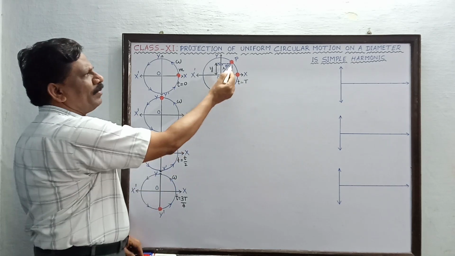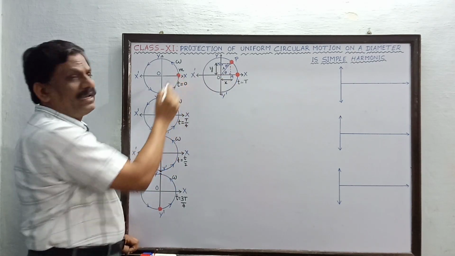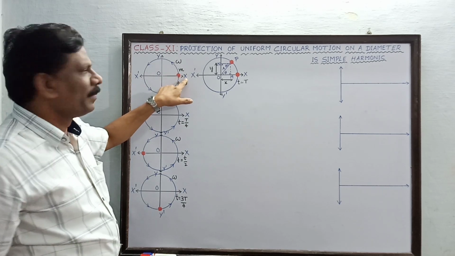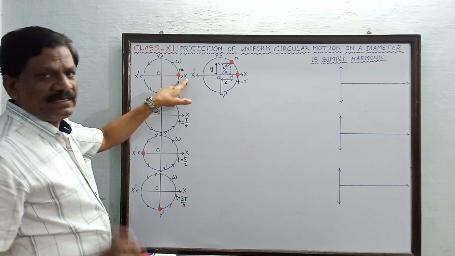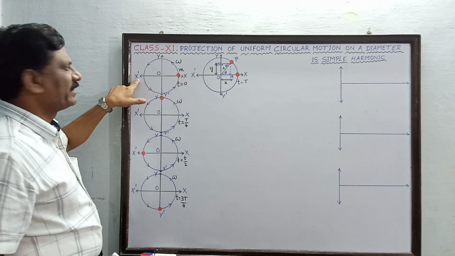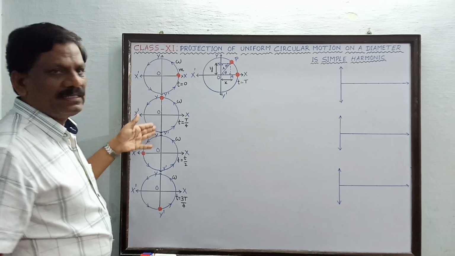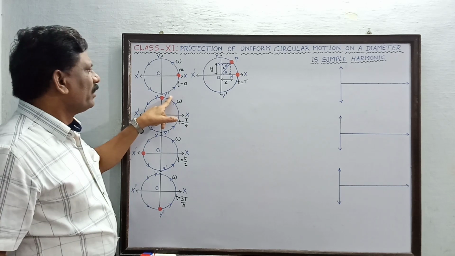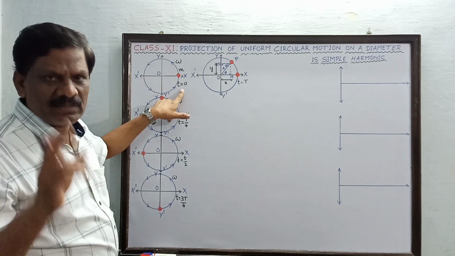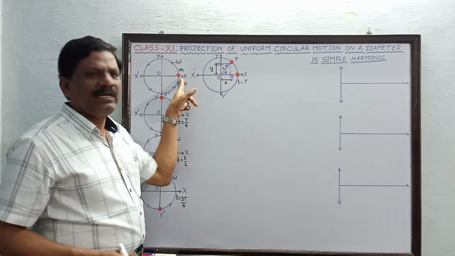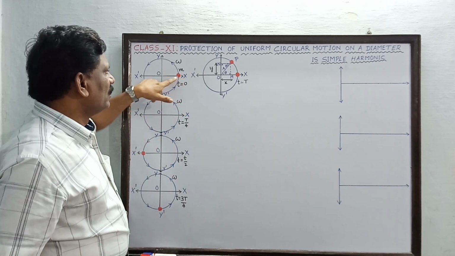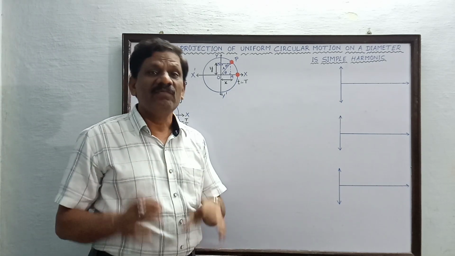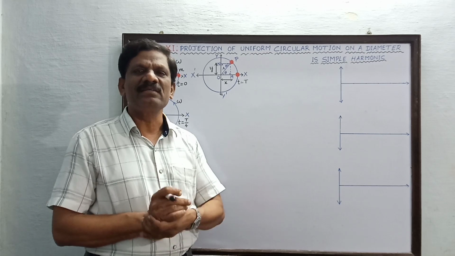So here you can see one particle P. Let us take a particle of mass M starting from the x-axis. Along the x-axis the diameter of this circle is XOX dash, and along the y-axis the diameter is YOY dash. Initially, at time t equal to 0, the particle is at X. Now it is going to revolve along the circumference of the circle with angular speed omega. Omega is constant.